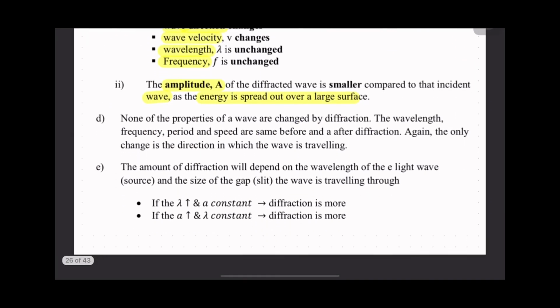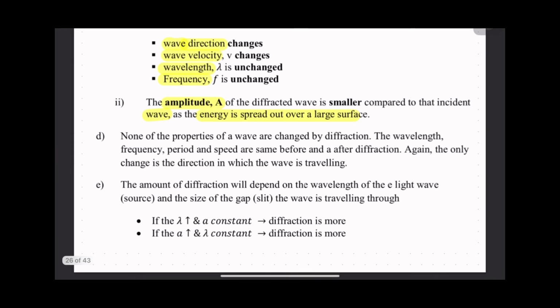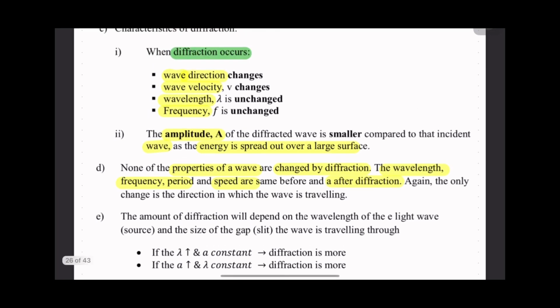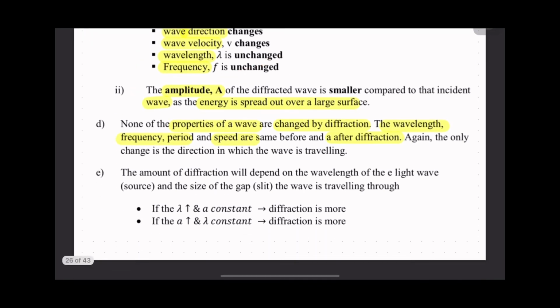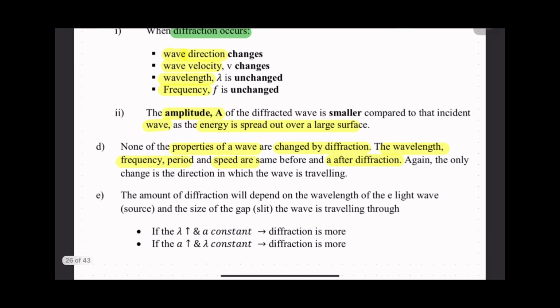Okay, so next D, none of the properties of wave are changed by the diffraction. Okay, the wavelength, frequency, period, speed are same before and after diffraction. Inilah sama lah dengan ayat dekat sini kan. Okay, again, the only change is the direction which the wave is travelling. Yang berubah hanya direction sahaja. So bila direction berubah, dia melibatkan velocity jugalah, sebab velocity pun ada direction.